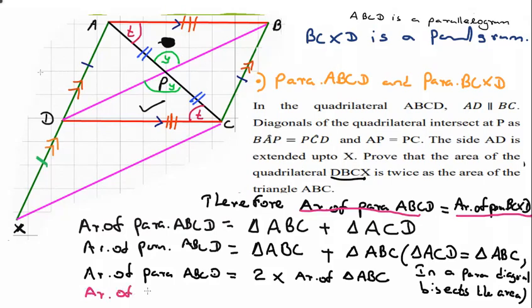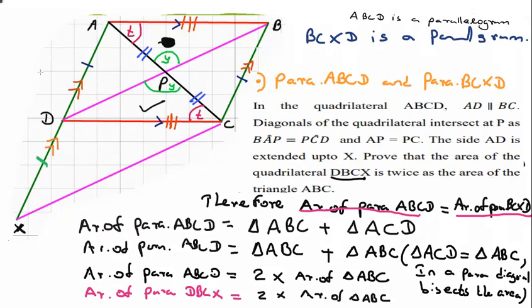So area of parallelogram, no need to write ABCD. Why? We have said ABCD is equal to DBCX. So BCXD and DBCX mean the same, all right? So area of parallelogram DBCX equals 2 times area of triangle ABC.